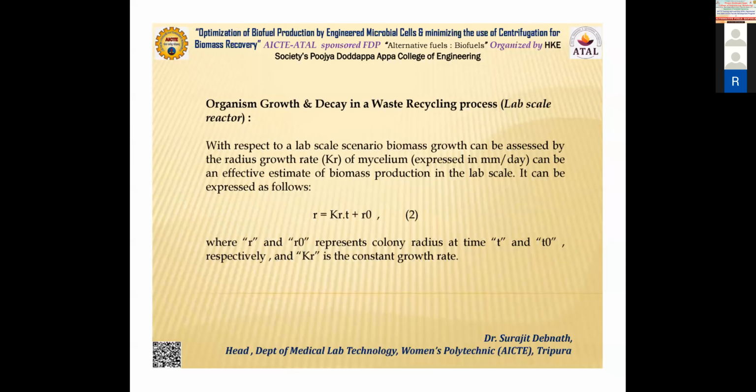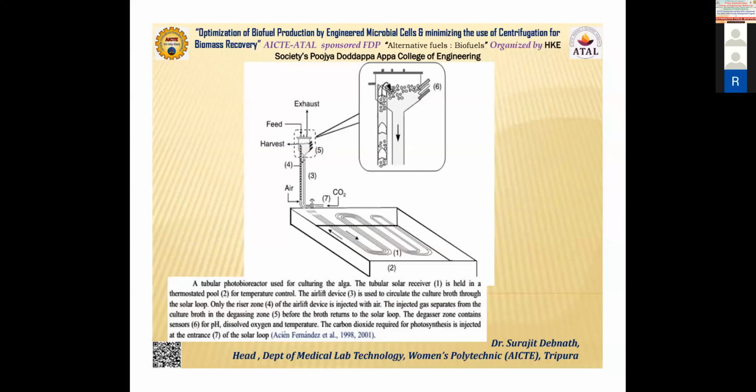So the organism growth and decay in a waste recycling process in lab scale also we can estimate and count, which is very, very important for simulation purposes. Otherwise what will happen? You have done everything and eventually you see that nothing is happening. Now this is a basic setup.